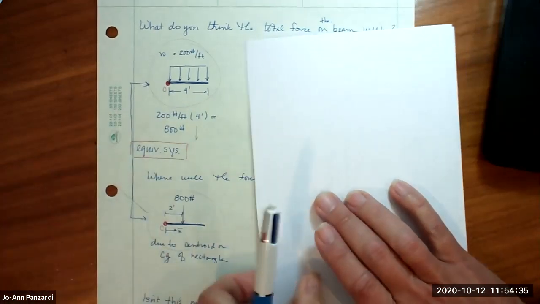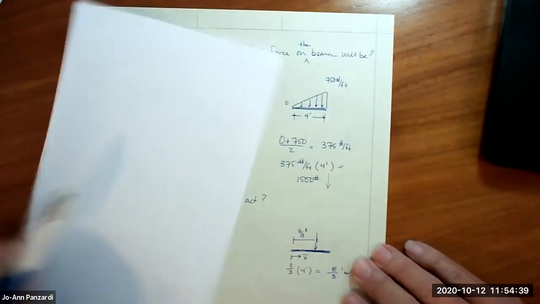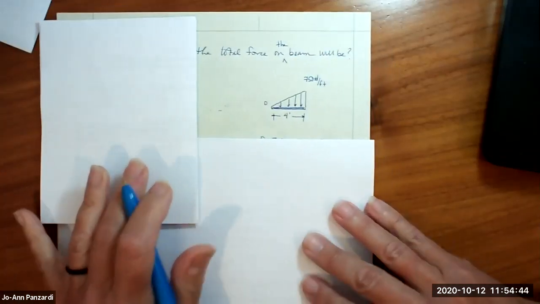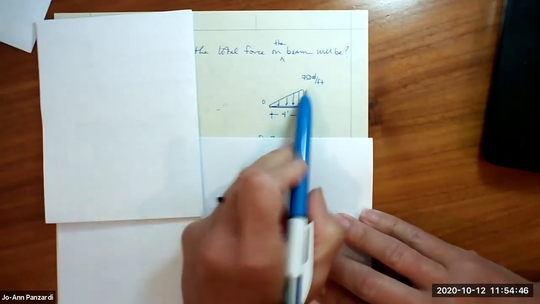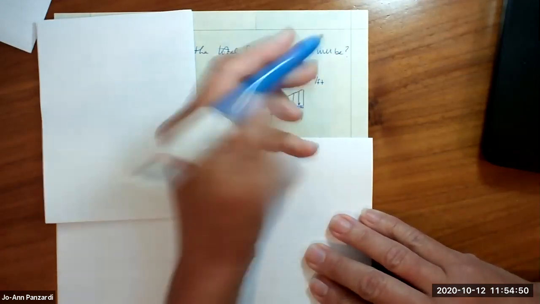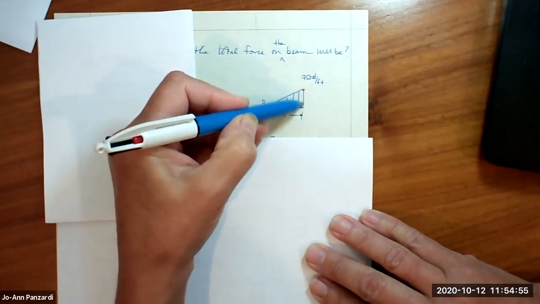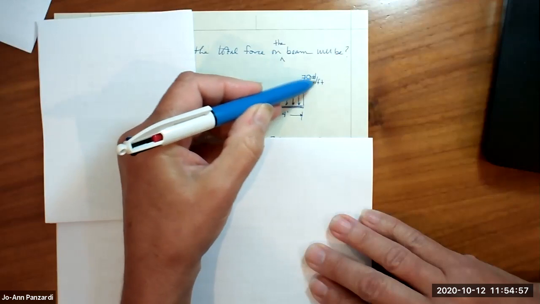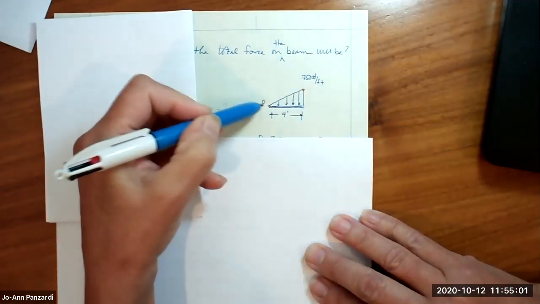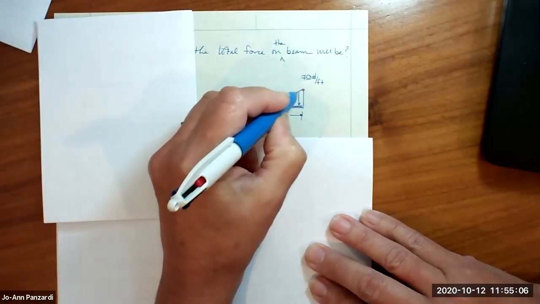Okay, let's go and look at the triangular one. Let's cover this up. So for the triangular one, I'm loading 700 pounds per foot at this point right here. So at this point, the amount of loading in the beam is 700 pounds per foot. But at this end, it's 0 pounds per foot applied. And you could see that this line is linear.